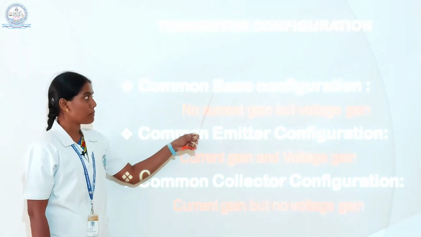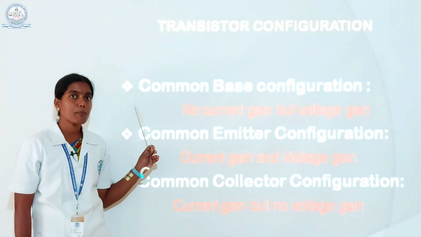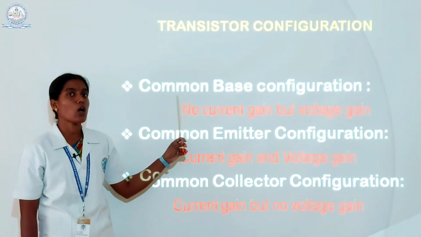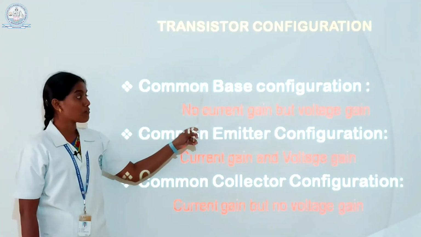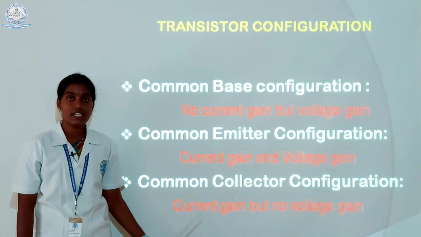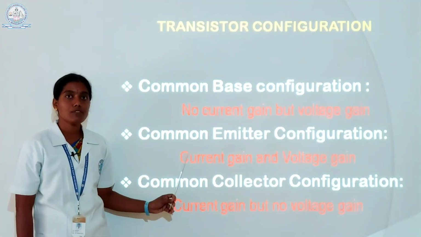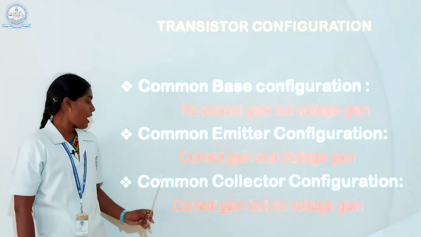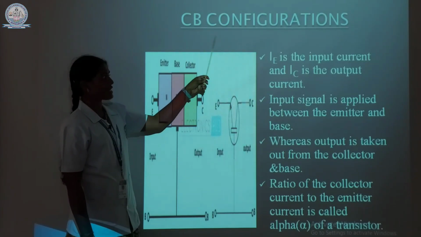Common base means the base terminal is common to both the input path and the output path. It is the same for common emitter and common collector also. The common base configuration provides only voltage gain, but common emitter provides both voltage and current gain, and common collector provides only current gain.